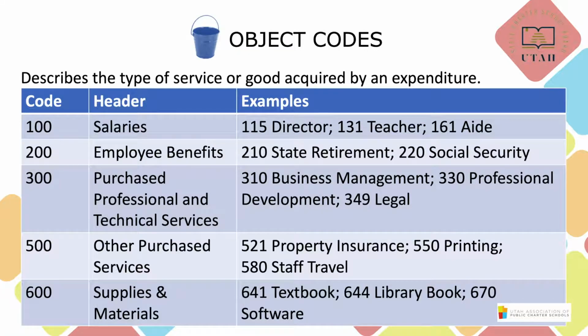What code signifies you are paying the school director? 115. And what code covers the Social Security payment? 220. And how about staff travel? 580. When we budget, we need to know which fund is paying for that object. So the state's professional staff fund may fully cover my director's salary, which is object 115. But that should be very clear from the beginning. And the state's library book fund should only be funding the 644 object.